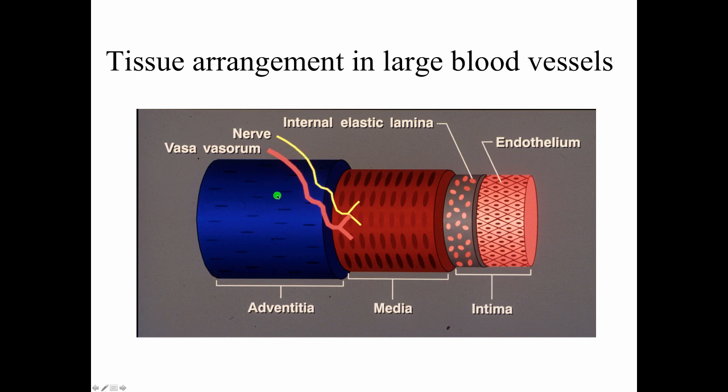Now, the vasa vasorum are important because in large blood vessels, you're not going to get enough diffusion of nutrients from the blood into the deeper layers in the tunica media and into the tunica adventitia. So you actually have to have a blood supply that supplies the walls of these very large blood vessels.